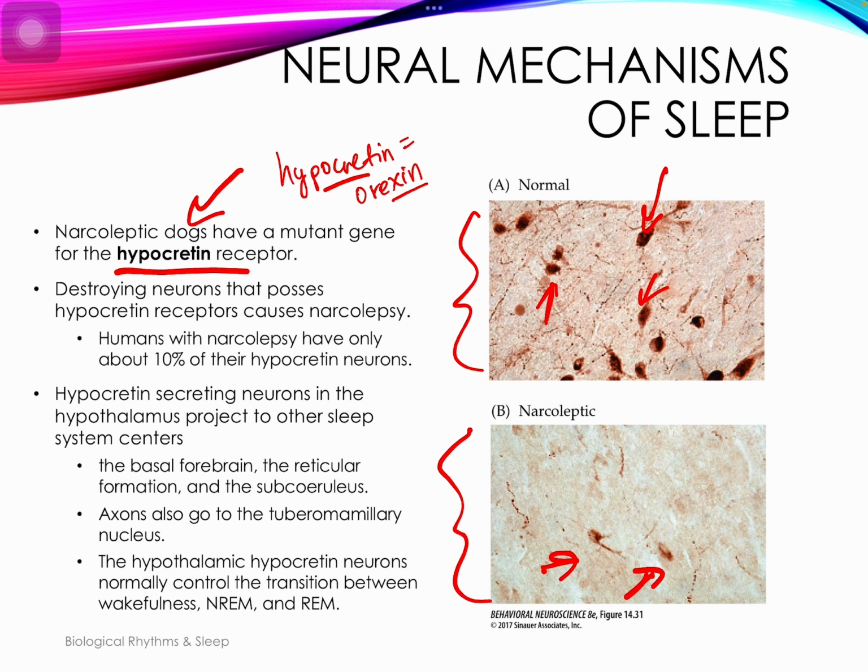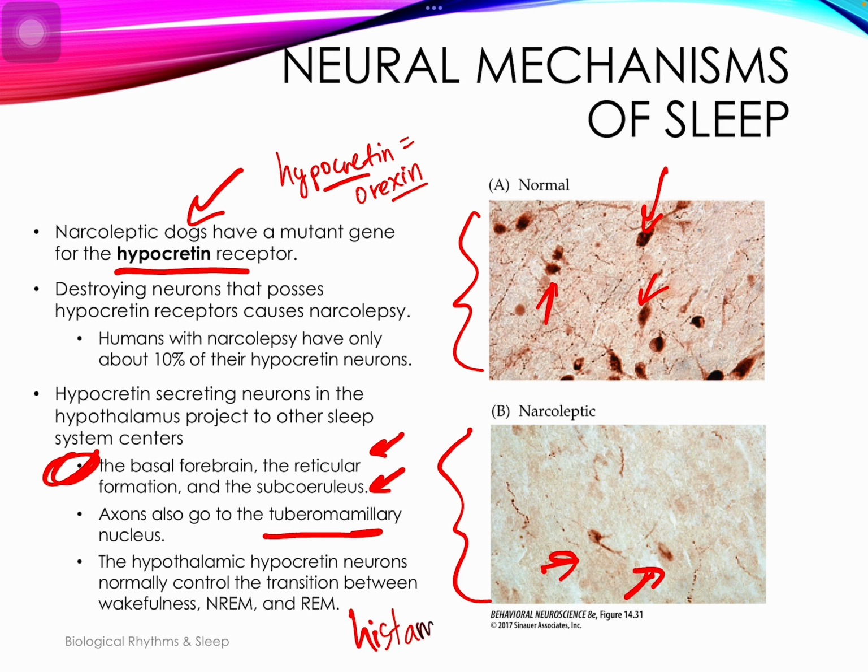And so what these neurons do is they project to the hypothalamus, right? And that projects to a bunch of the other sleep system centers. One of the specific projections is to the basal forebrain, which we've talked about earlier. I've got a slide on the next one that walks us through all the different systems. It also projects to the reticular formation, which is important for REM sleep, and the subcoeruleus, which we've already talked about. Now, those axons from the subcoeruleus also go to the tuberomammillary nucleus, which does have histamine projections.